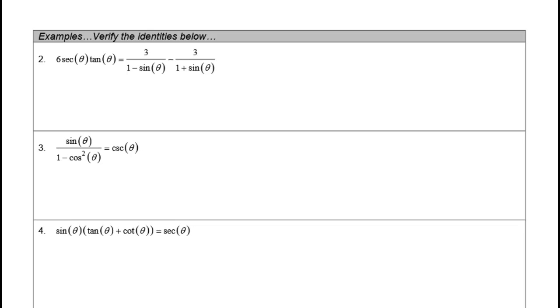For example, in this one I'm going to look at first 6 secant theta times tan theta equals 3 over 1 minus sine theta minus 3 over 1 plus sine theta. First thing I'm going to do is pick a side. This to me looks like the more complicated side, so that's where I'm going to start. And I can't do anything with these two fractions unless they have a common denominator. So first thing I'm going to do is find a common denominator. Common denominator is going to be, I'm going to need to multiply each one by its conjugate, so here we go.